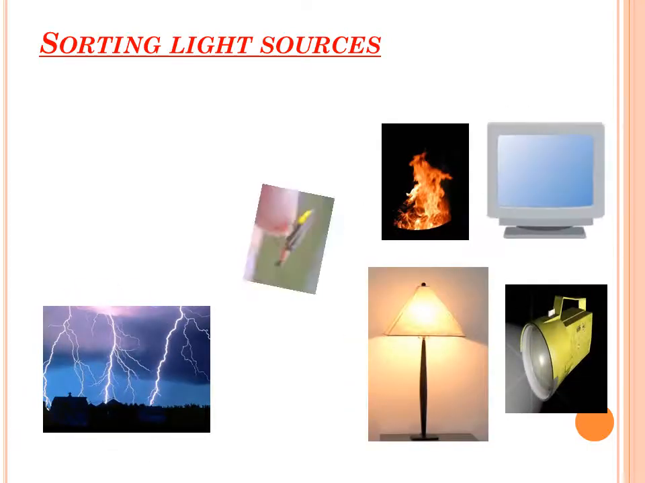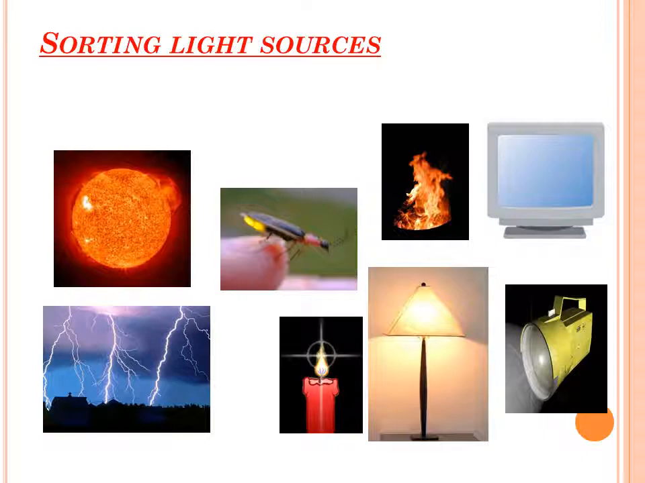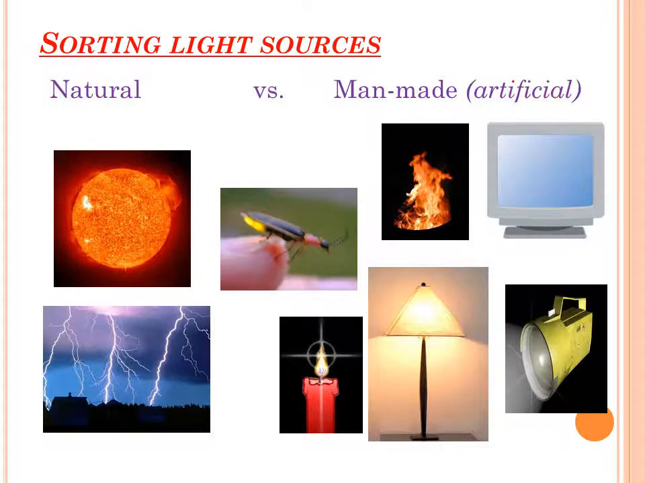Then we have sorting light sources. Sorting light sources means differentiating or classifying. So let's see. We have images here, and we have two types of sources of light. Number one is natural source. Another one is man-made or artificial source. So what do you mean by natural source? Natural source means those are natural, it's not created. So we have the sun as a natural source.